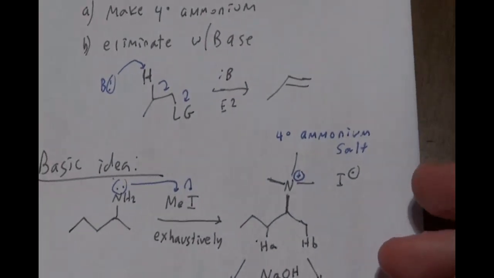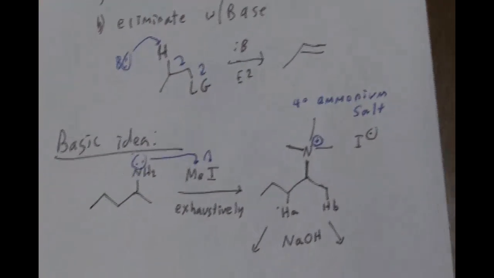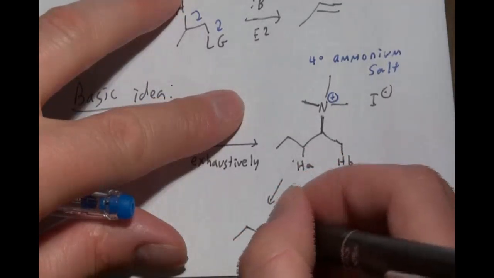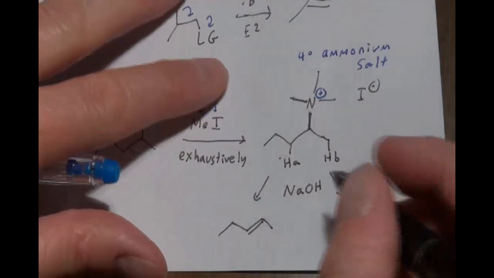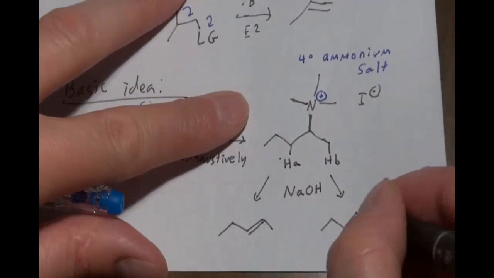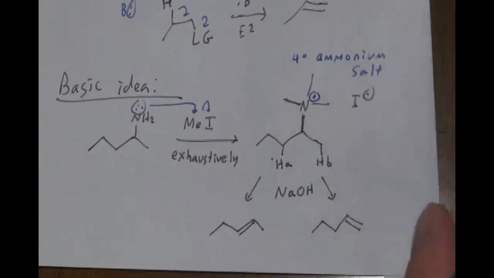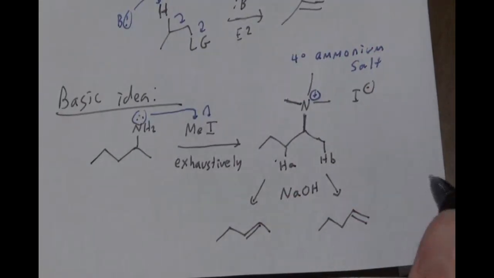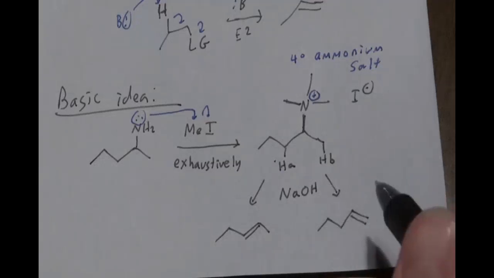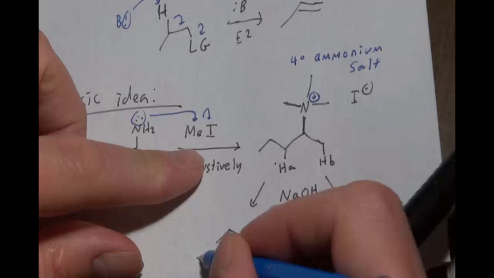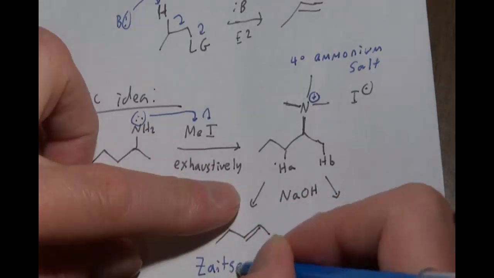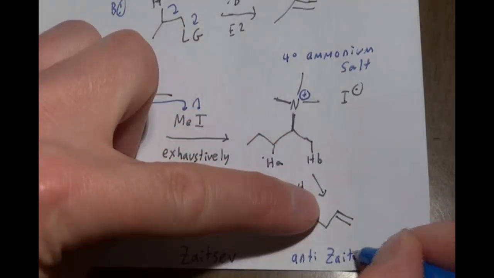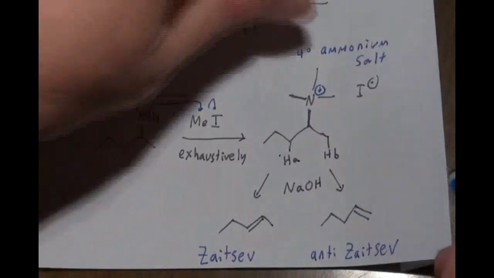And if we take off HA, we make one alkene. If we take off HB, we create another alkene, right? So you create one alkene or you can create the other alkene. All right. And if you think back to organic one, where we made alkenes by elimination reactions, we gave these things names. We called this the Zaitsev product, and this is the anti-Zaitsev product. Zaitsev product, anti-Zaitsev product, okay?